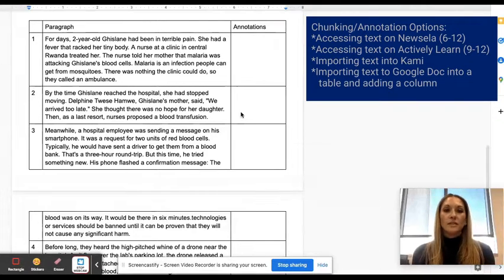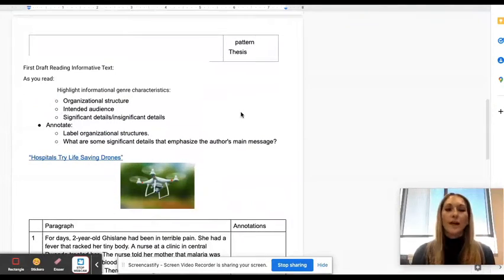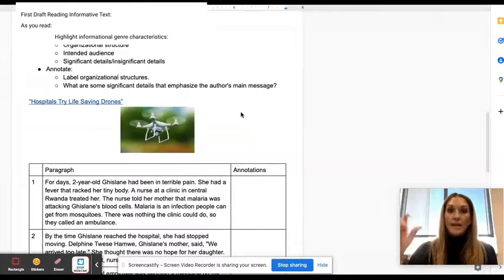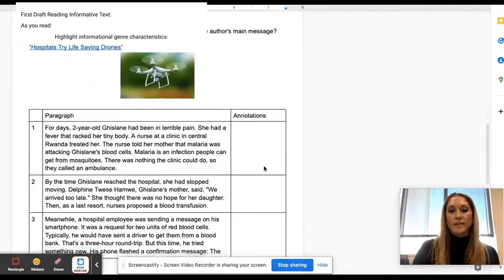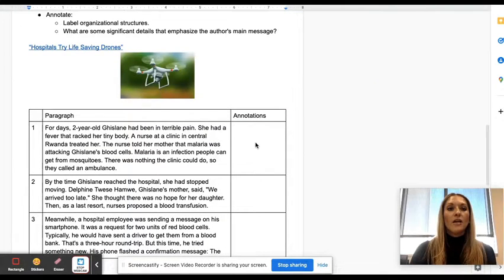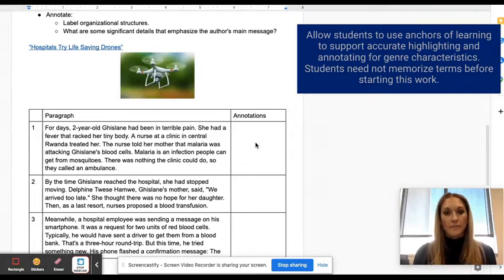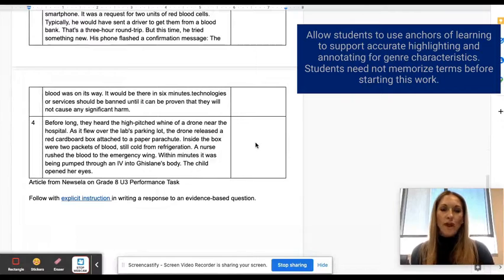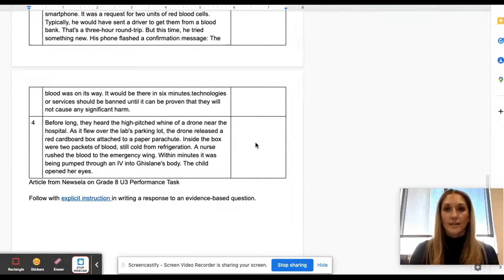We're just asking students that they're highlighting for something specific like we've listed up here. So maybe they're highlighting for organizational structure, or they're highlighting for intended audience. And then their annotations, either in their little Kami box or in this annotations box, they're annotating for controlling idea. So it's just kind of a more explicit way to take students through that first draft read and being very specific and explicit about what we are annotating so that we're pulling the correct information that's going to help us answer that text-dependent question.